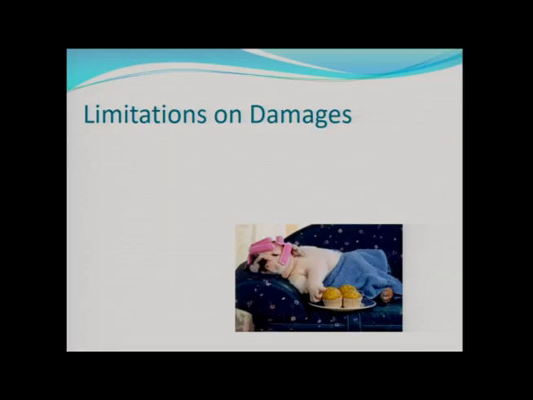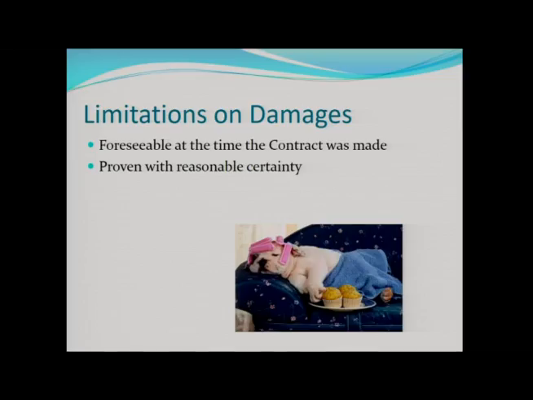We have some limitations on damages. So that's a dog sitting at home eating bonbons. Contract law says that damages have to be foreseeable at the time the contract was made. So your damages have to be captured when you were negotiating. As a result, a lot of damages that flow from a contract that were unexpected are often not compensable. I already said we have to prove them with reasonable certainty.